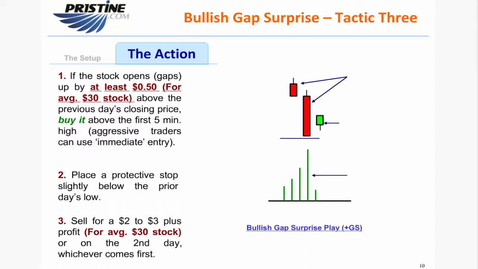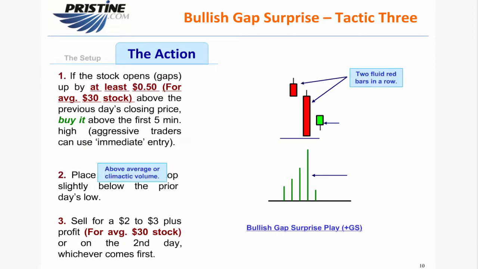So here we have a gap up by at least 50 cents above the prior day's close. In this case, you will look to buy it above the first 5-minute high, right? So this goes back to your question, Fred, as far as how you're going to enter. This one, you look to enter above the first 5-minute high, or if you want to be more aggressive, you can enter immediately.